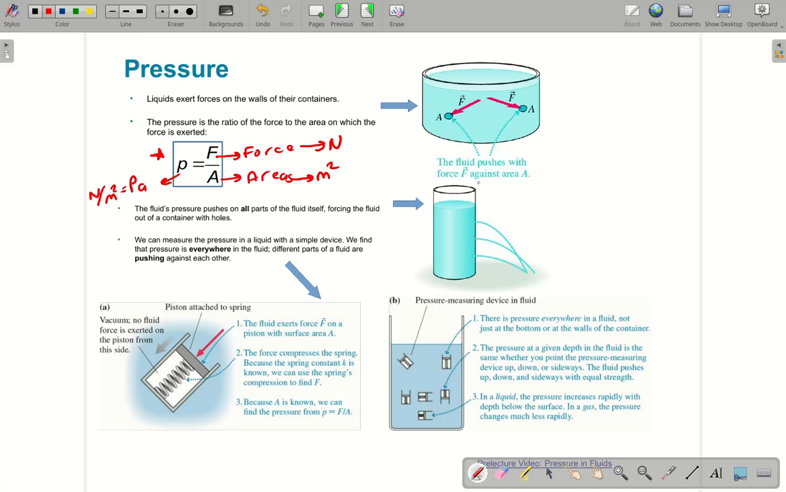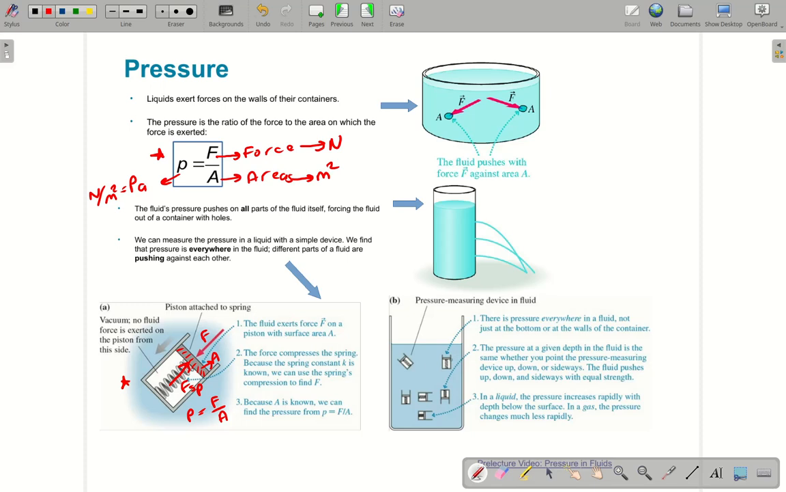We can measure the pressure of a fluid using a simple device with a spring here. We put it inside the fluid. The fluid will apply a force here. We can know this area, calculate it, and then the force applied by the fluid will be equal to the force applied by the spring. We can use that to calculate force and find pressure as force divided by the area. There are devices doing that for us, and we can measure the pressure of a fluid using them.